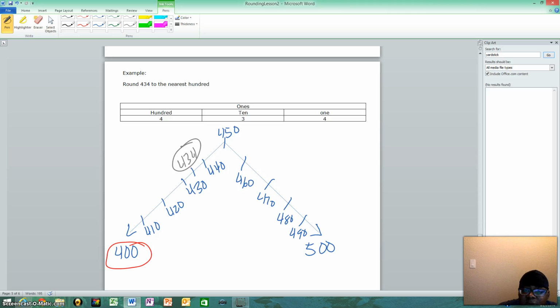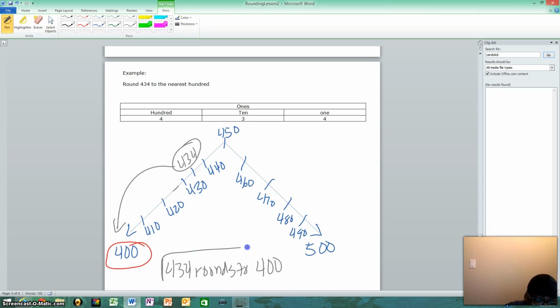Now, 434 would be here on our number line. If we want to make a number line like this, we're still trying to go up the mountain. Since it's not all the way up to the top, that means it's best for us to go back down the mountain. That means that 434 rounds to 400. And that is the end of our lesson on rounding with number lines, all of the steps. See you in class.